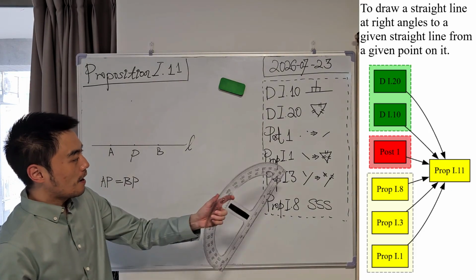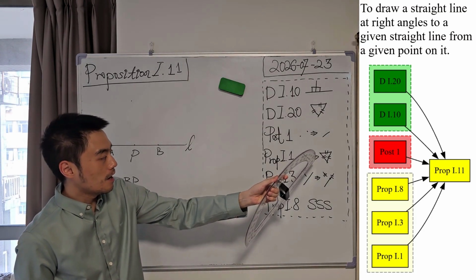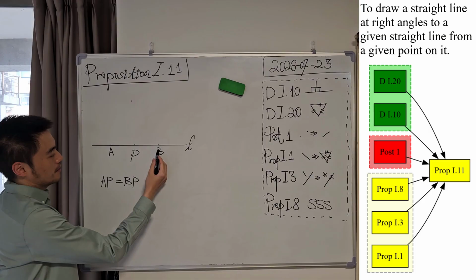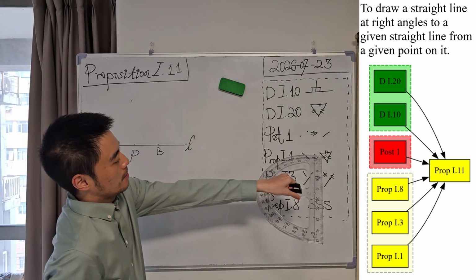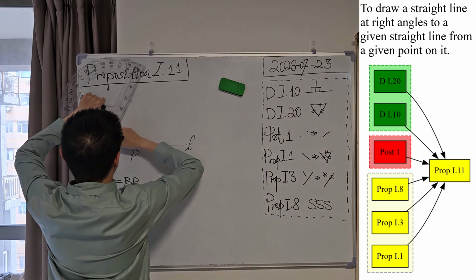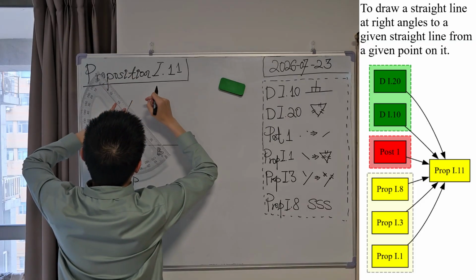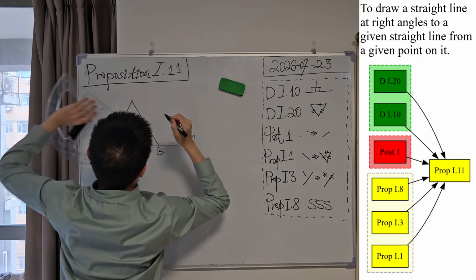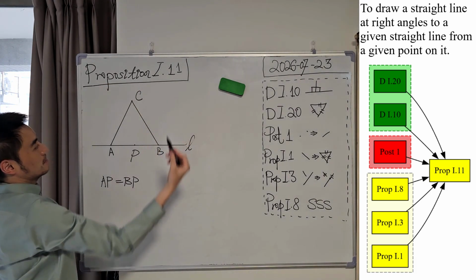And please recall proposition 1. We are able to construct an equilateral triangle on a finite given straight line. So let's assume AB is the finite straight line. Then we are able to construct an equilateral triangle. I will skip the construction steps and directly draw an equilateral triangle. Great. So let's assume this triangle is ABC.